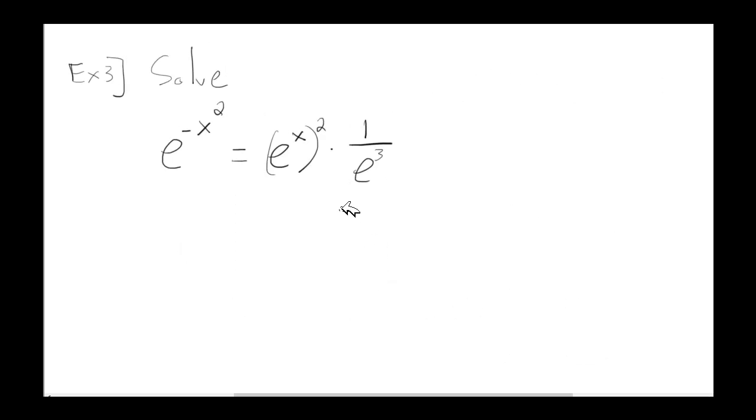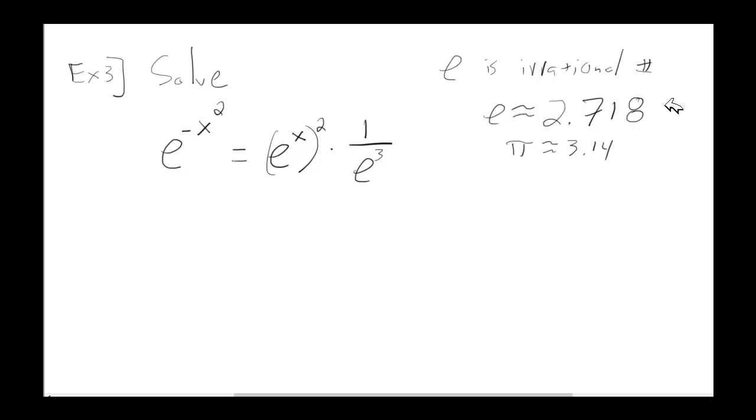Okay, I have another exponential equation. I have e to the minus x squared equals e to the x quantity squared times 1 over e cubed. Remember, e is an irrational number. It also happens to be my favorite number. It's irrational just like pi. It has an infinite decimal with no repeating pattern. And e is approximately 2.718, similar to how pi is approximately 3.14.